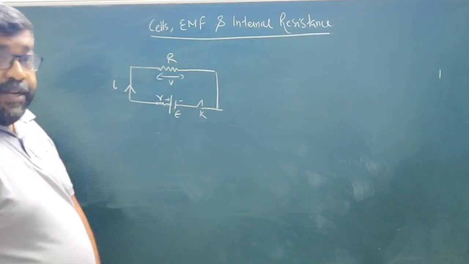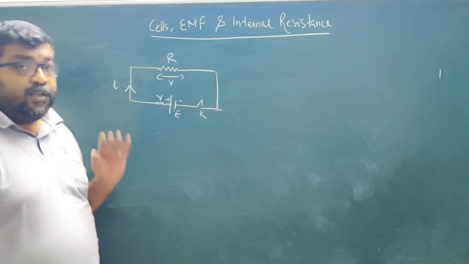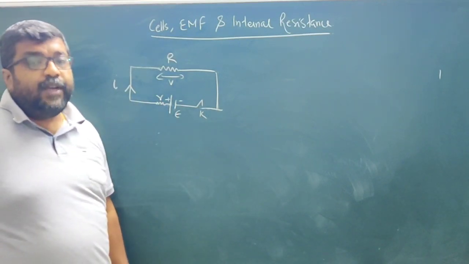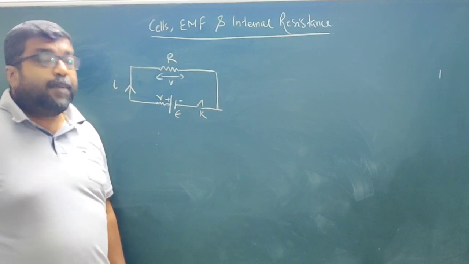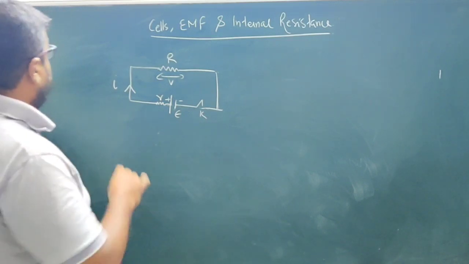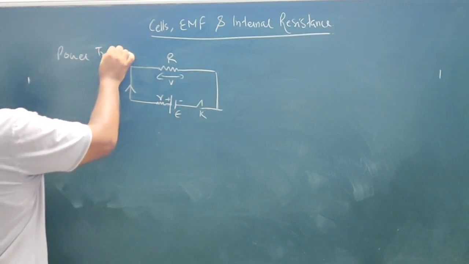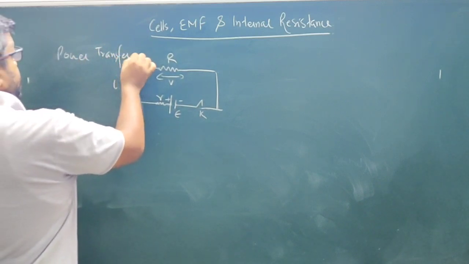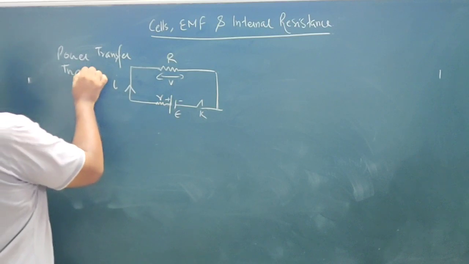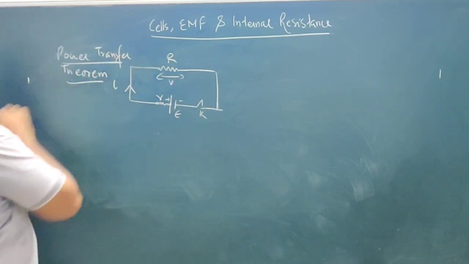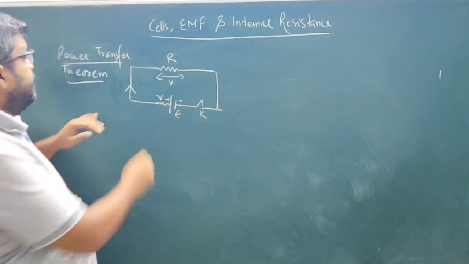Next, we have found the condition for maximum current that can be drawn from the cell. Next we will find the condition for maximum power, and that condition is given by the power transfer theorem.